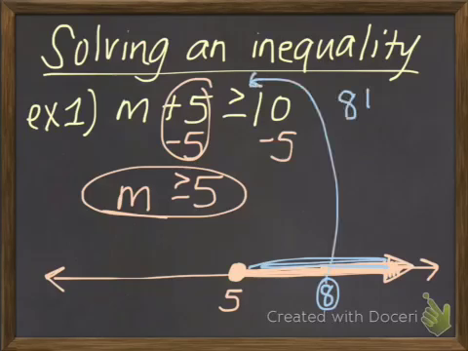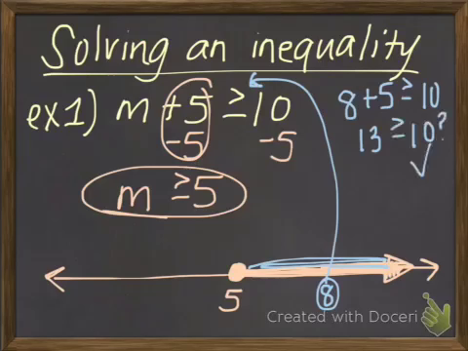So 8 plus 5 is greater than or equal to 10. So 8 plus 5 is 13. 13 is greater than or equal to 10. Yes, it checks out, so I know I'm correct.